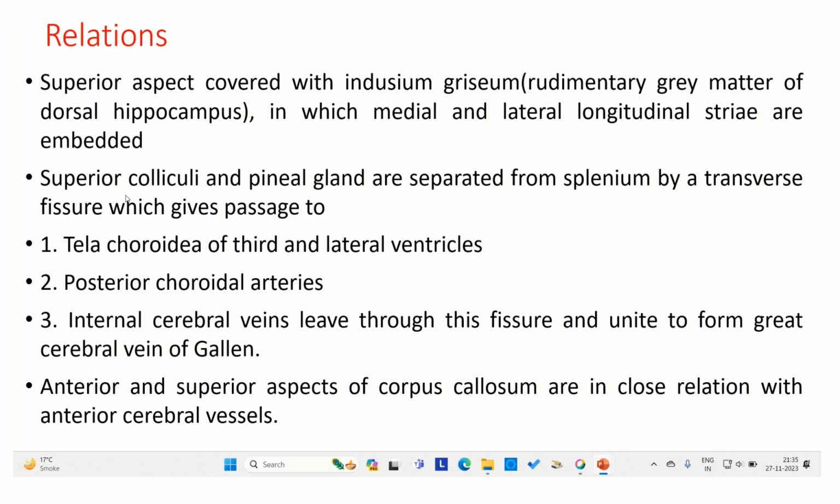The splenium is separated from the superior colliculi and pineal gland by a transverse fissure, which gives passage to the following structures: the tela choroidea of the third and lateral ventricles, and the posterior choroidal arteries. The internal cerebral veins leave through this fissure and unite to form the great cerebral vein of Galen. The anterior and superior aspects of the corpus callosum are in close relation with the anterior cerebral vessels.